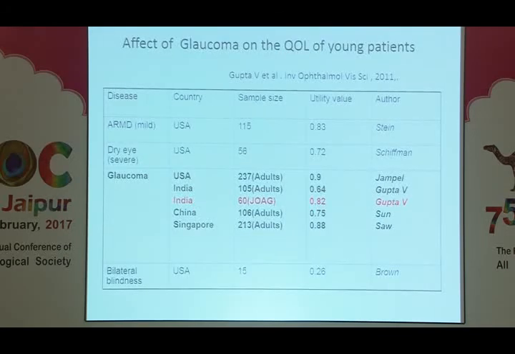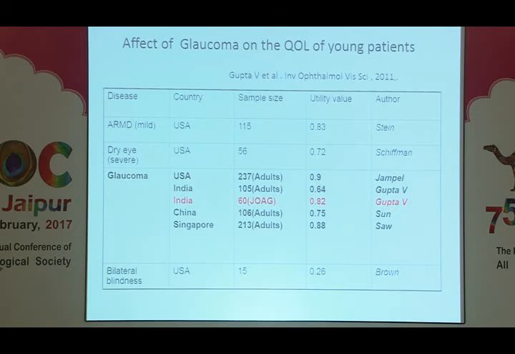Another interesting thing that we did was to look at quality of life of young patients, patients who were less than 40 years. A lot of our population is not of older age. Our population is primarily that of young people, and a lot of glaucoma is happening in young people. And when we compare the quality of life of young patients with those of the older age, we found that the younger people, probably with the same kind of disease, same severity of disease, were not so much affected by the fact that they had glaucoma compared to the older patients.